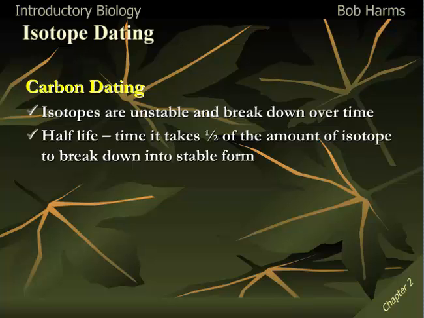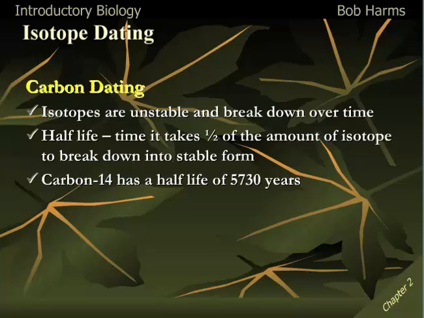And so, for example, if I have a gram, let's say, of carbon-14, its half-life is 5,700 years, meaning it would take 5,700 years for that gram that's all carbon-14 to be converted into half a gram of carbon-14 and half a gram of carbon-12. So half of it would break down back into its stable form.